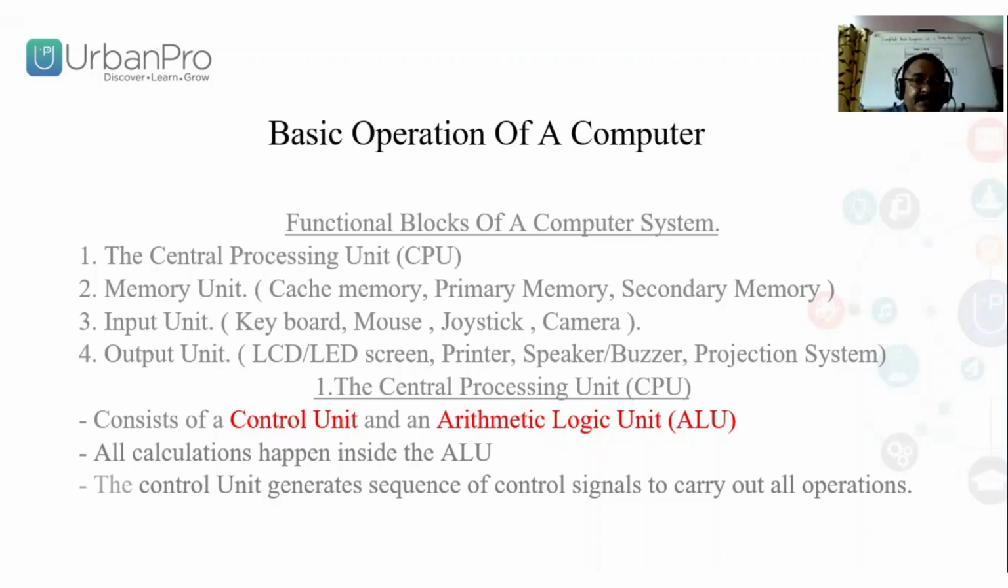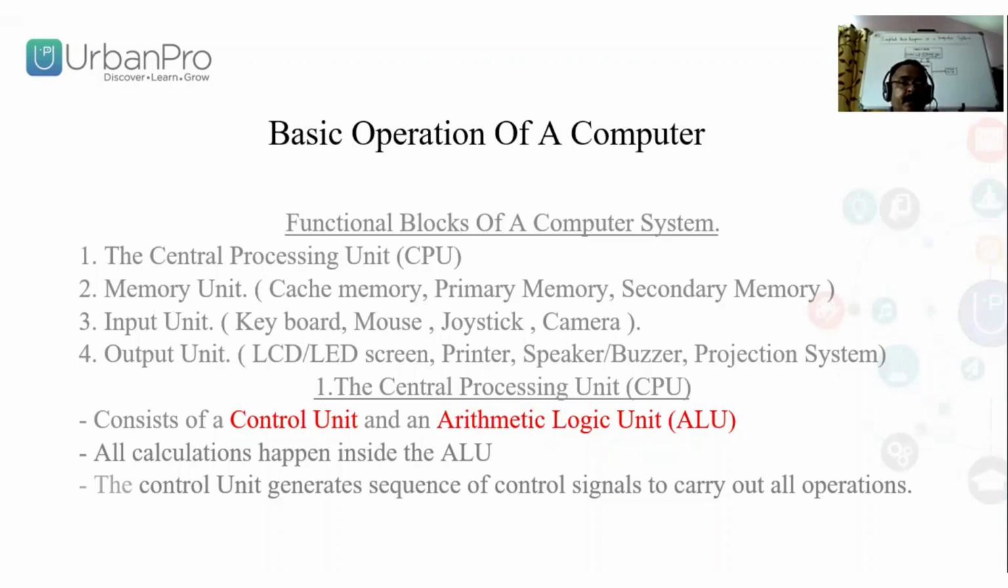When this instruction reaches there, the CPU goes through a sequence of operations to carry out each instruction. To carry out each and every instruction, it has to do many operations inside the CPU. They are called micro operations. For doing these micro operations, the control unit has to generate a sequence of actions, which is called the sequence of operations. The control unit generates a sequence of control signals to carry out all operations, here add R1, R2.